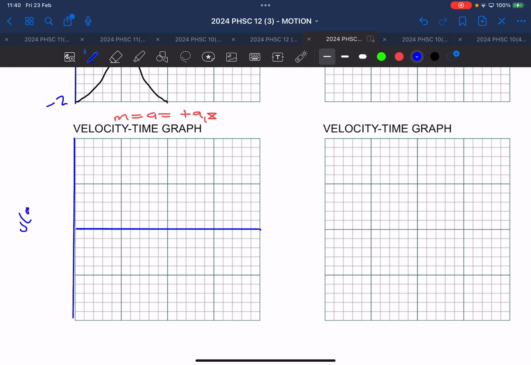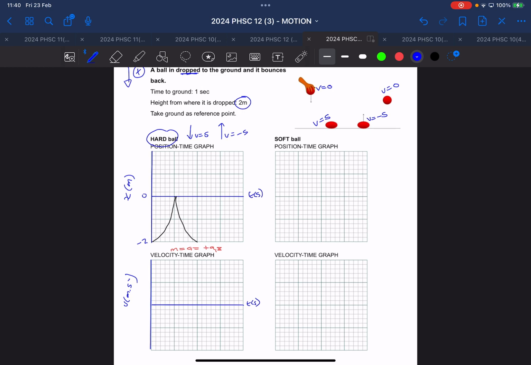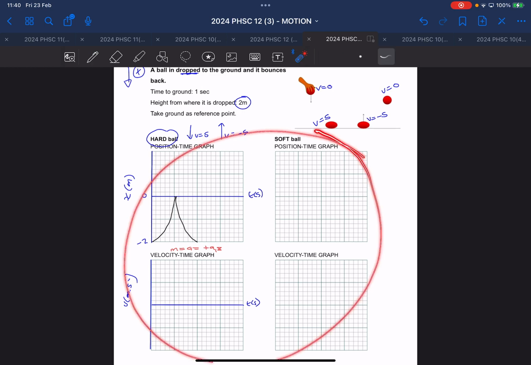Velocity versus time. What about this graph? Now, normally these graphs they give to you, and then you must decipher them. Yeah. We will see if it's better.